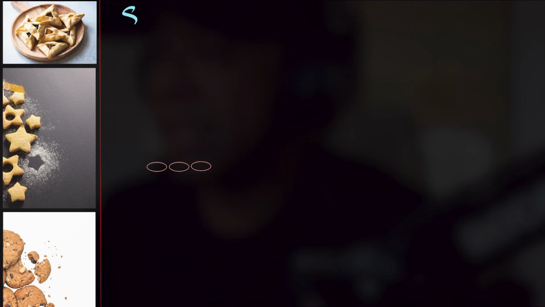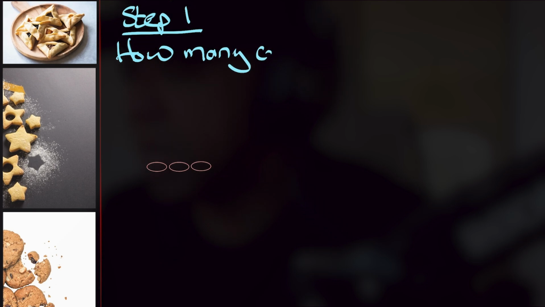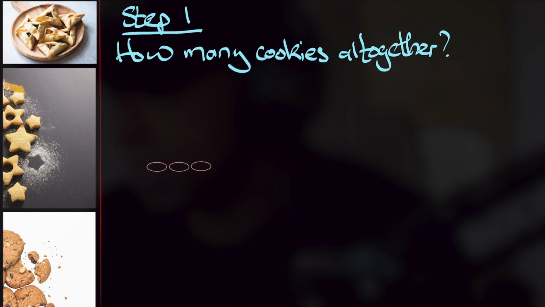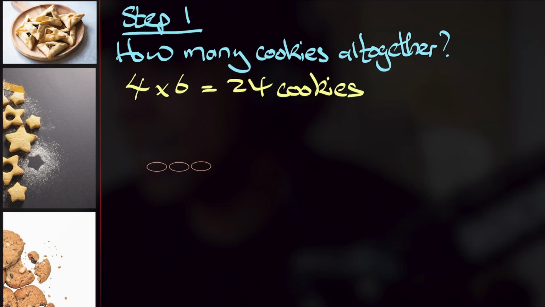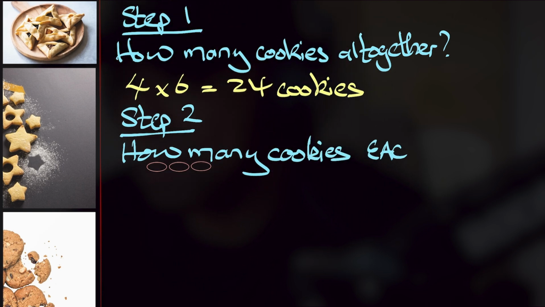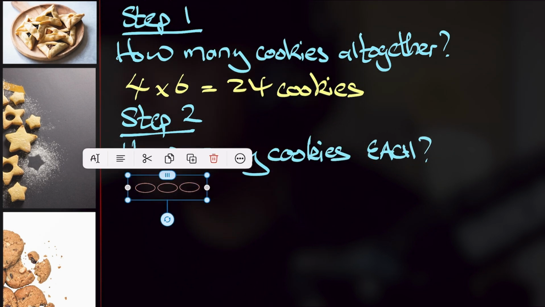I know right away that this is an equal shares problem. The first thing I have to do is figure out how many cookies there are in total altogether. Since there are 4 groups of 6, I know there are going to be 24 cookies baked altogether. The second step that I have to do is to figure out how many cookies each girl is going to enjoy. In order to do that, because it's an equal shares problem, I'm just going to make 3 groups.